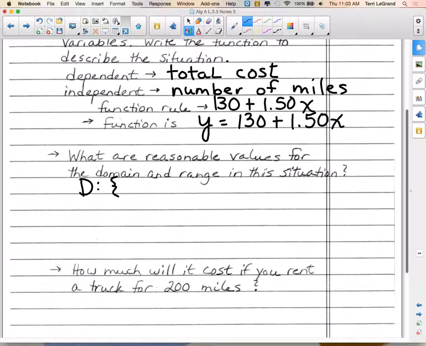Can you think of anything that would not make sense when you talk about the number of miles? That's what reasonable means. You've got to think it through. Is there anything that does not seem reasonable when I'm thinking about putting miles on this truck? 100,000 miles, that seems unreasonable, because you don't want to just keep driving around the country. Or could you? Well, you could.